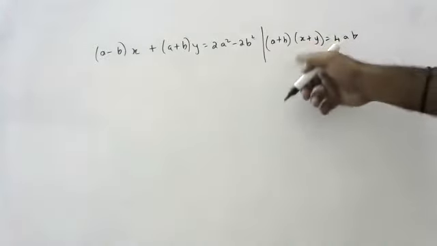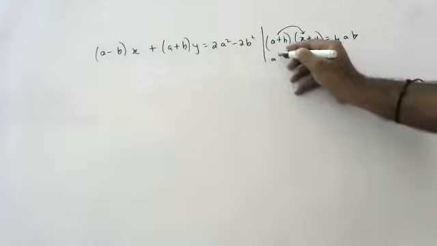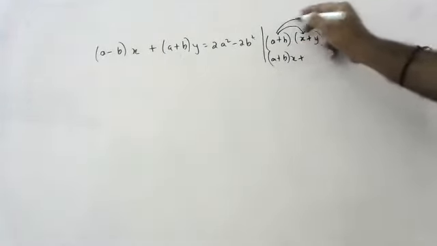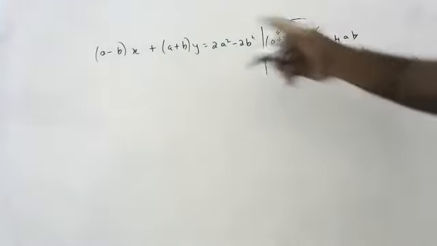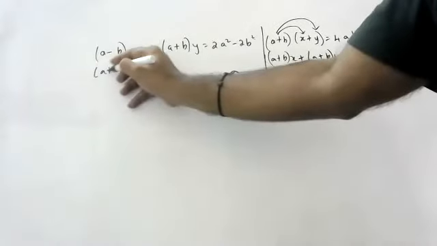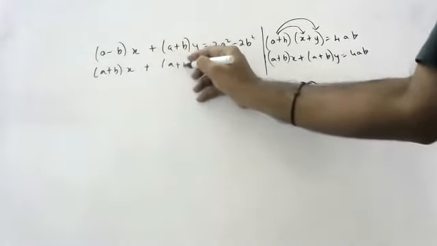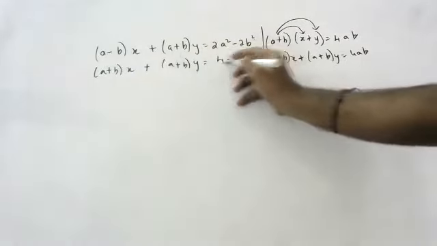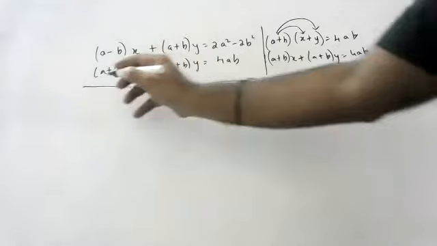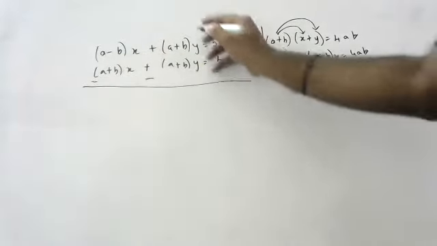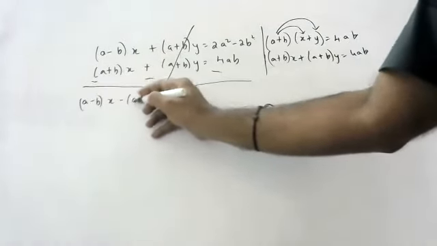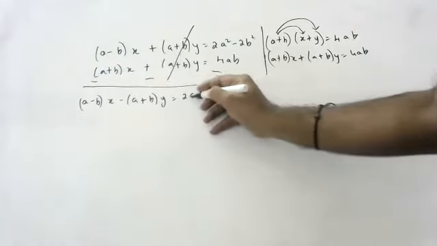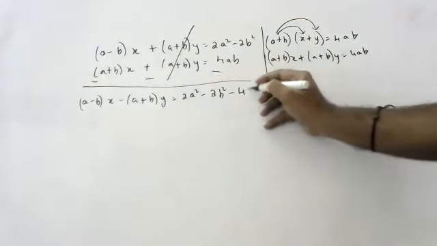One equation is ready, with x and y. The other equation is not ready, let us make it ready. This into this is (a plus b) into x, and this into this is (a plus b) into y is equal to 4ab. Keep this under this, children. So (a plus b) x plus (a plus b) y is equal to 4ab. Now change the signs, minus, minus, minus. This will go directly. So this becomes (a minus b) x minus (a plus b) y is equal to 2a square minus 2b square minus 4ab.